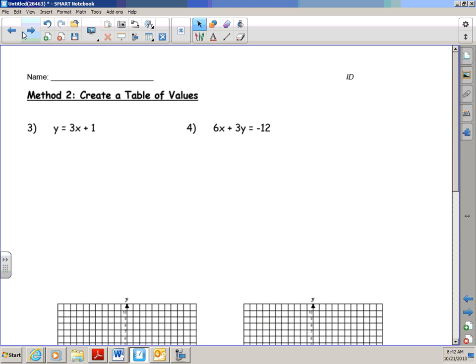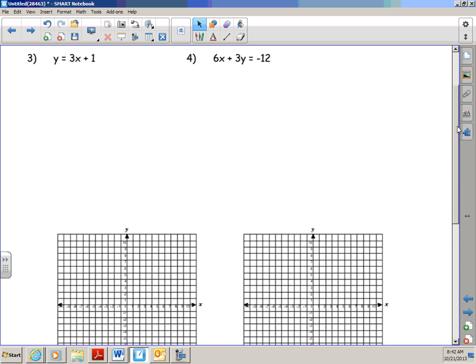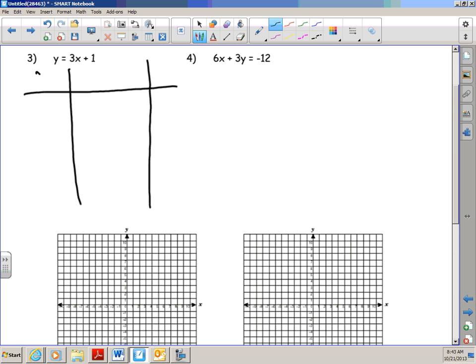Method 2, creating a table of values. What we're going to do here is take our equation and find coordinates that are on this line. Meaning we want to find corresponding x and y values. Now, theoretically, you can choose any x coordinate you want to do this, but we like to keep the numbers very simple. And we usually choose 3 different x values just in case we make a math mistake somewhere.